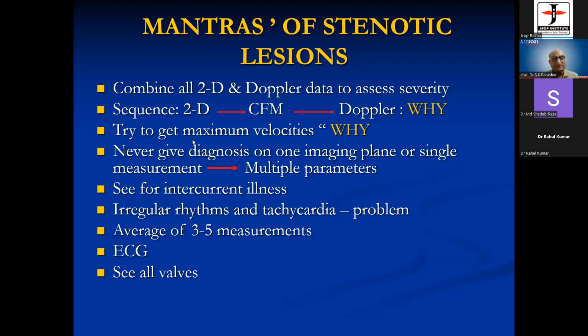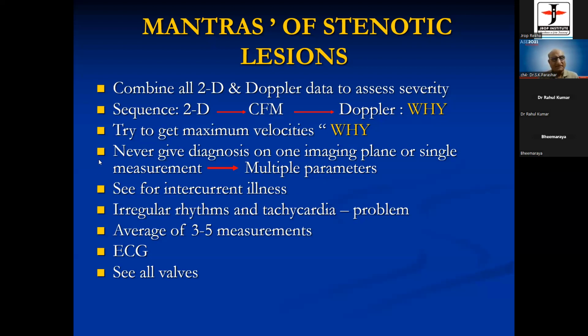Yes, sir. Our aim in every Doppler study is to give the maximum velocities, because ultimately the velocities are converted into gradients by 4 into velocity squared. And if your velocity is wrong, then your whole study will become wrong. So that is why we take multiple imaging planes. We never rely on one imaging plane, and we see multiple imaging planes which give you the maximum velocity. Never restrict to one thing.